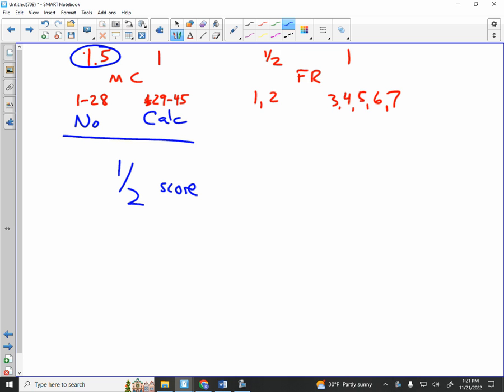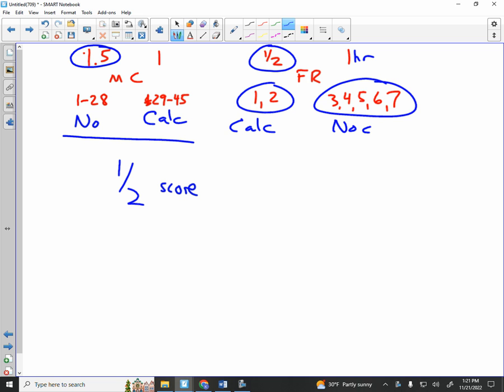You'll then move on to the free response. You get half an hour to do 2 questions that involve your calculator, and then you're going to have 1 hour to do 4 questions that involve no calculator. Now you're wondering maybe what a free response question is like. You remember how we did those velocity and acceleration and distance type problems? That would be an example of what they have.